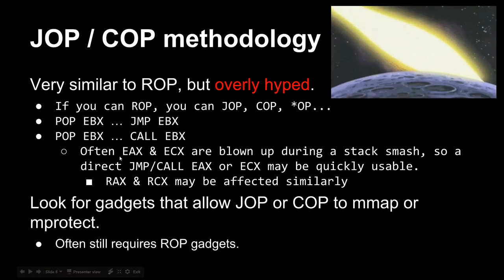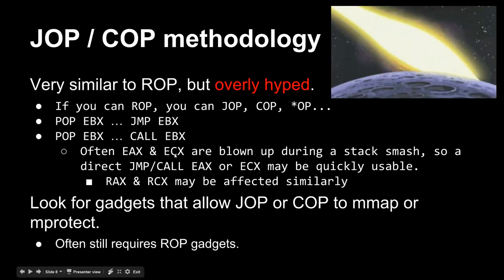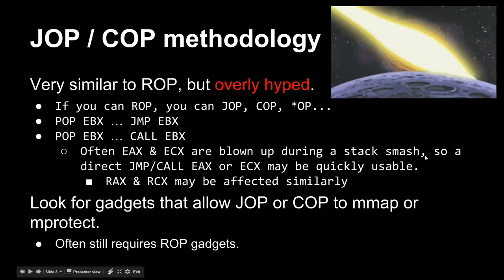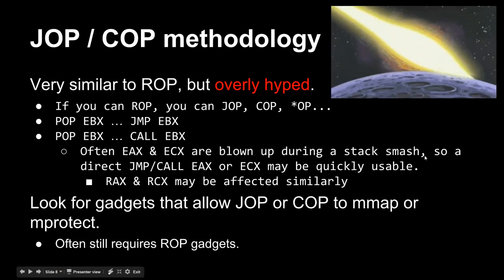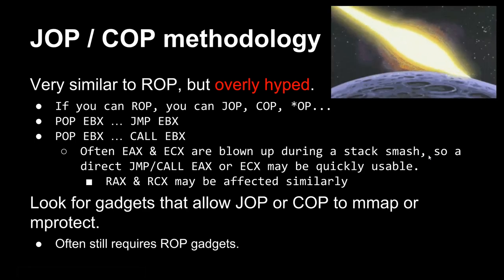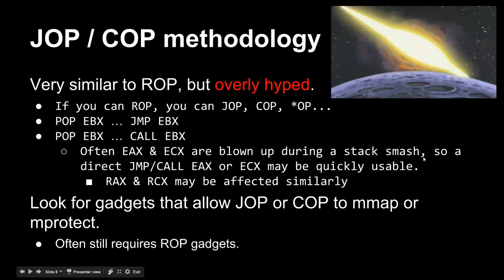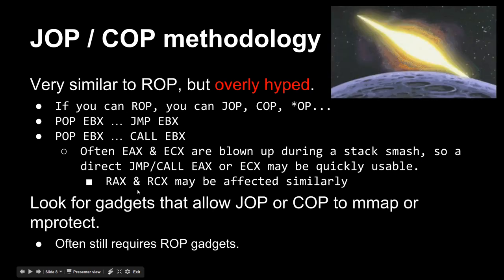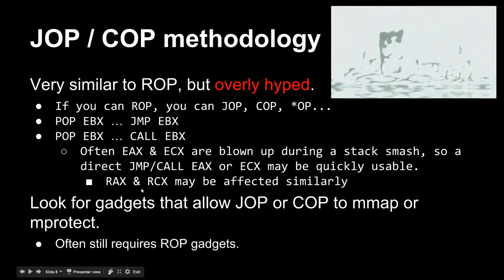In GCC compiled binaries, often EAX and ECX are overwritten during a normal stack smash. So often a direct jump or call EAX or ECX gadget may be quickly exploitable to jump straight to a payload, given that it has been put in memory and is marked executable. RAX and RCX may be affected similarly on 64-bit systems.